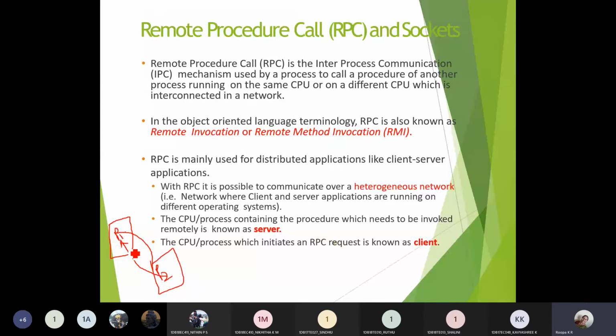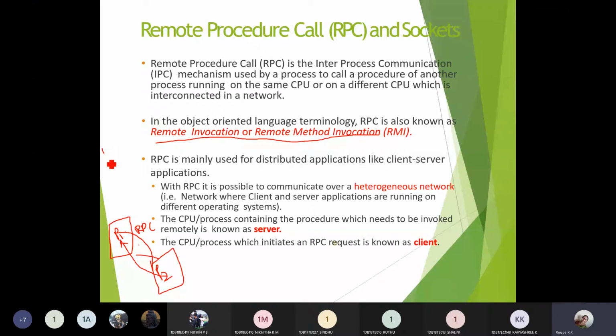So here the processes communicate across different CPUs. Even in these cases this RPC comes into the picture. Using this remote procedure call, we can transfer the information from one process to the other process, and this is also called RMI, that is remote method invocation, or remote invocation. It can be both.